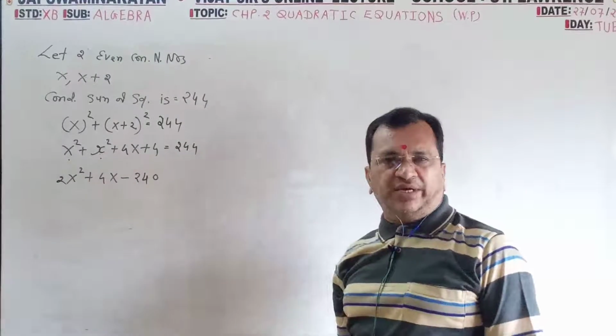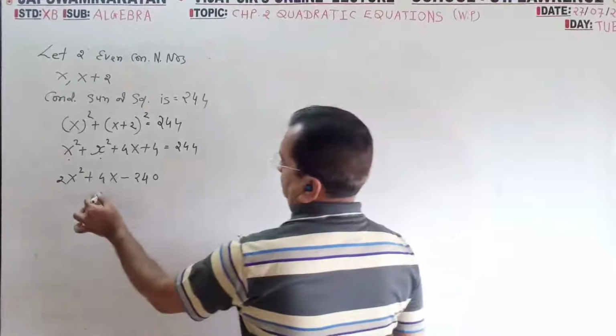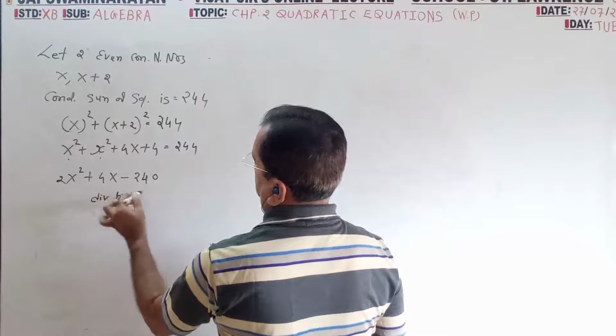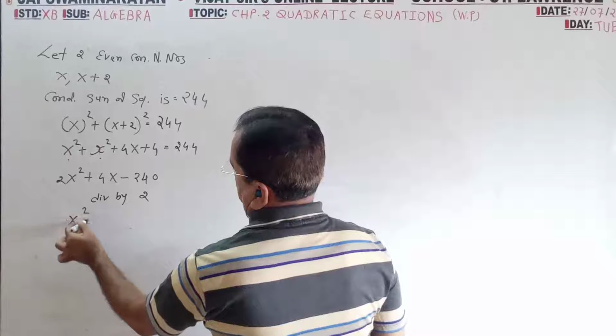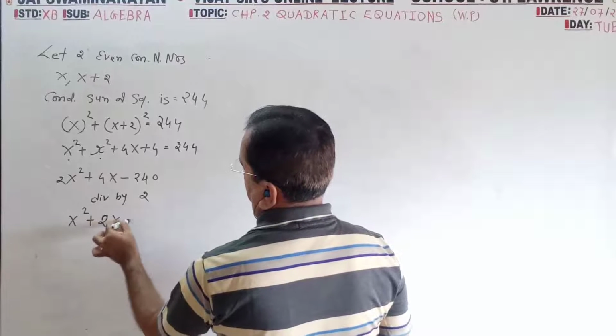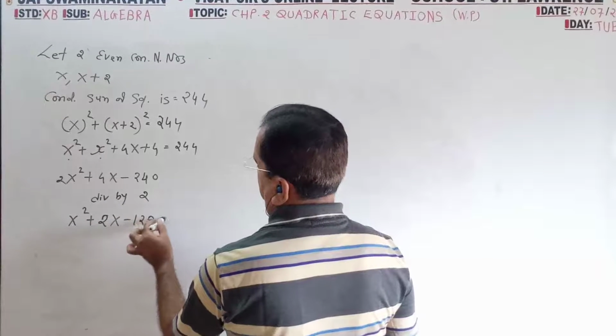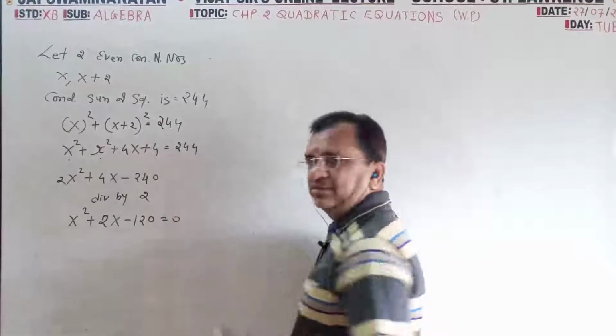x square plus 2x, all divided by 2. See, my method is very helpful in each question, in each problem.